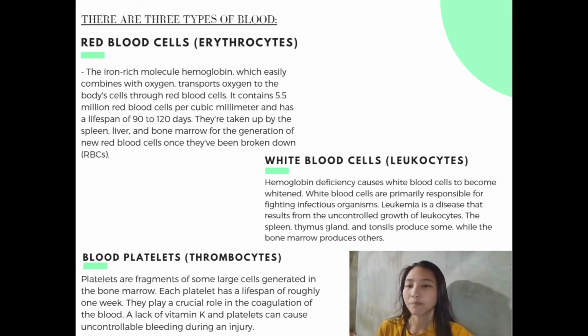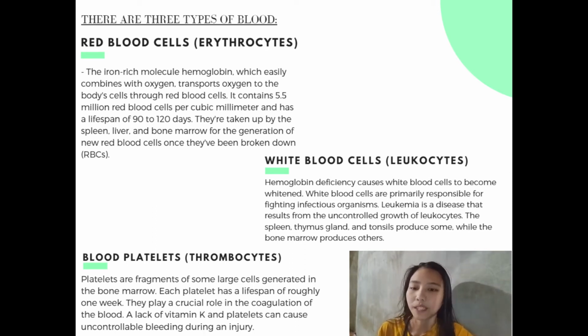Lastly is the blood platelets. Blood platelets are fragments of some large cells generated in the bone marrow, not full cells. The quantity of blood platelets per cubic millimeter is around 300,000, and the blood platelet has a lifespan of about a week. They play a key role in the initiation of the blood clotting process.